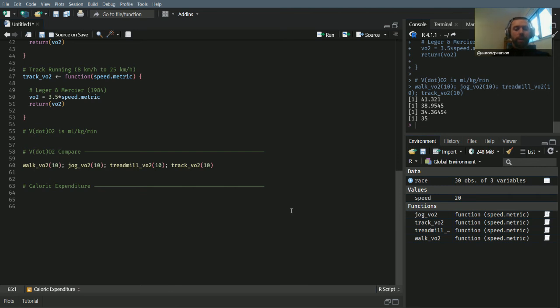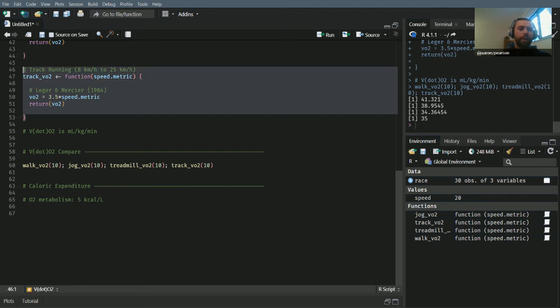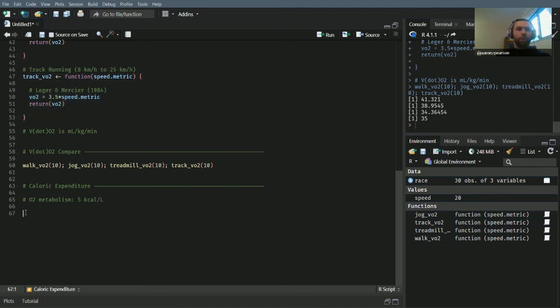So our equivalent or estimate of O2 metabolism is 5 kilocalories per liter of oxygen. And this is going to be important moving forward, just so we can estimate, based on our functions up here, how many calories this individual burns over the course of a 10-kilometer race.